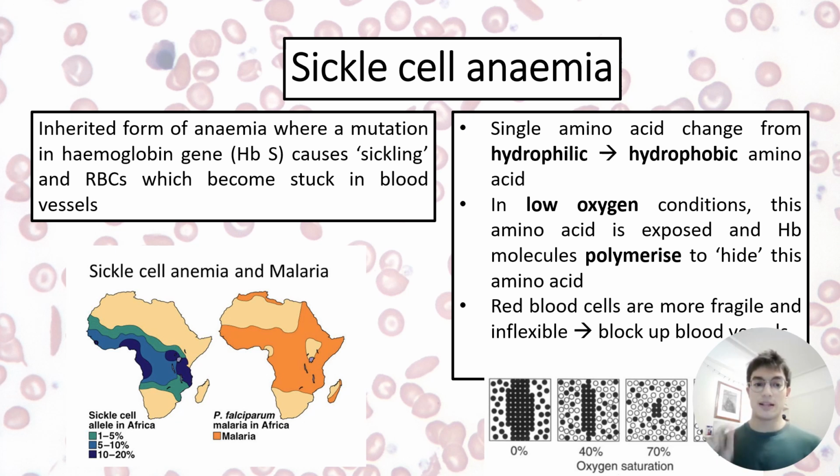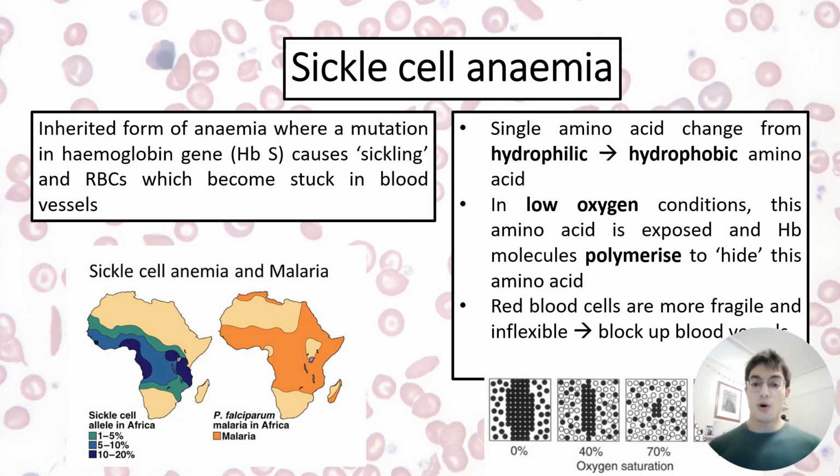that single change in the gene causes an amino acid to change. So healthy hemoglobin has a hydrophilic sixth amino acid in the chain. It's hydrophilic. It likes water. It likes to be associated with water. But in a sickle cell, that becomes a hydrophobic amino acid. It doesn't like water at all.